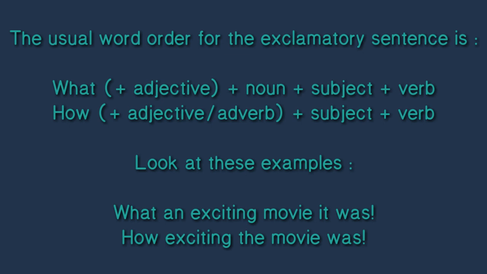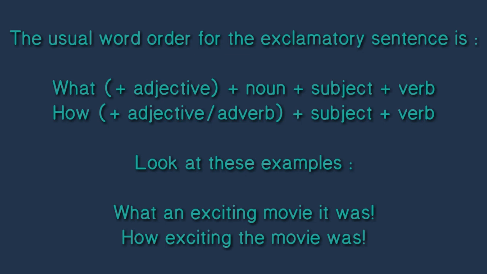Then next, it can also be written like this: how plus adjective or adverb plus subject plus verb. Look at this example: How exciting the movie was! Here, how is used at the start, then the adjective or adverb, exciting, then the subject, the movie. The movie is the subject, was is the verb. So in both these ways we can make an exclamatory sentence.